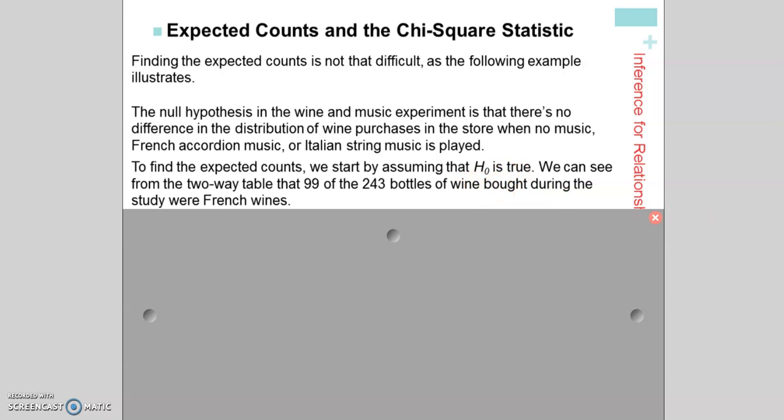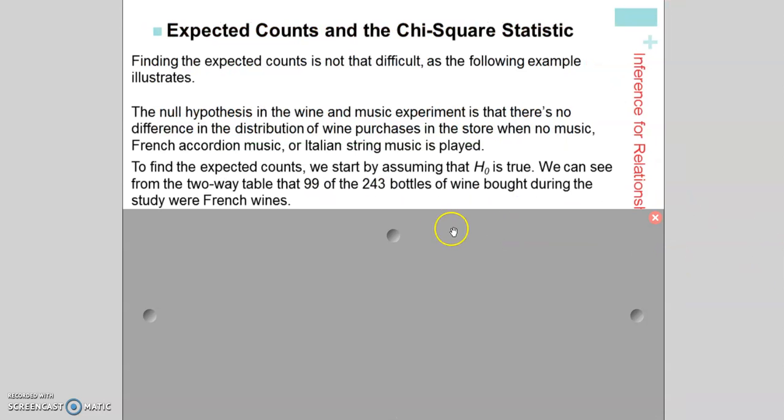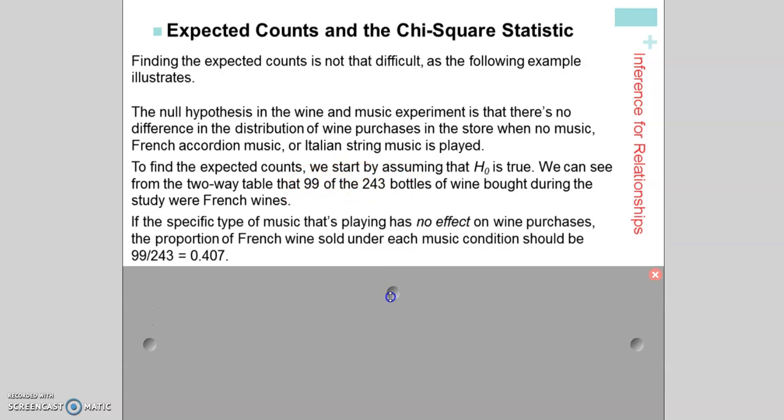What that leads us to do is look at this column right here at the end, this total. This is how many French bottles total I sold during all 3 treatments. So my assumption is going to be that 99 out of 243 is the percent of French wine that I sold in total, which means my null hypothesis would be that that's the percent of French wine that I sell no matter what is being played.